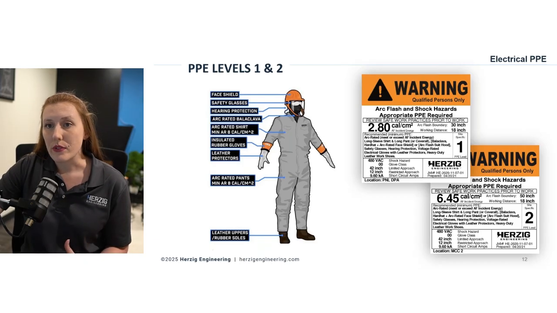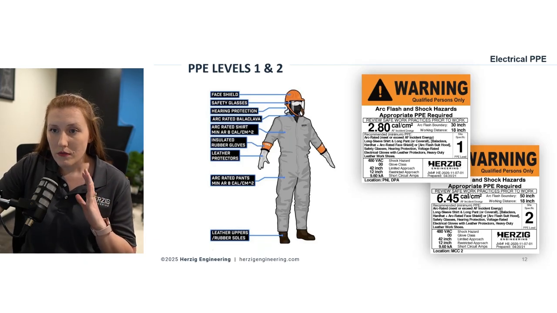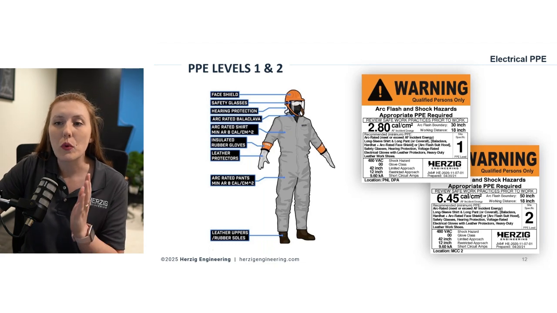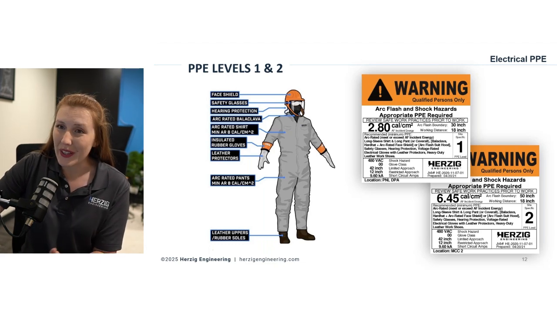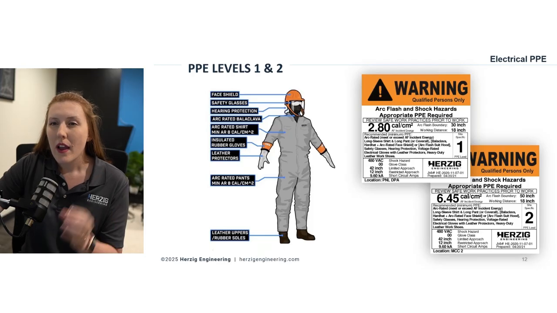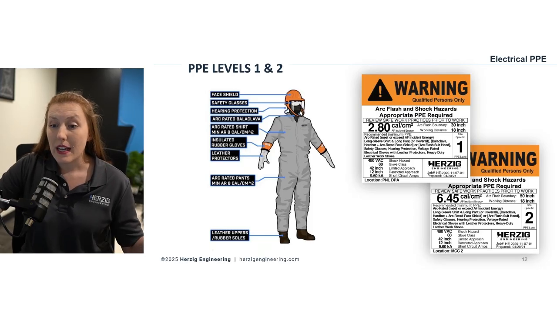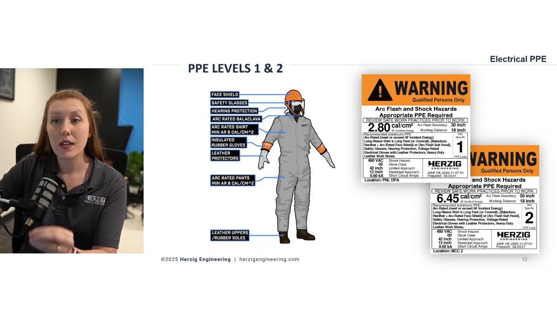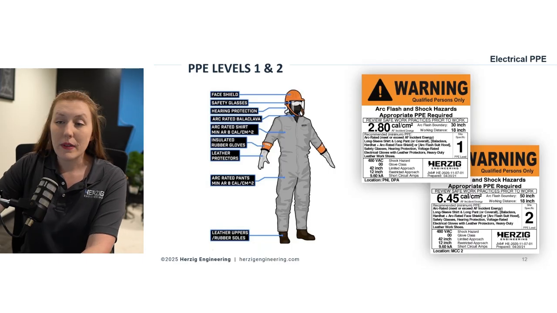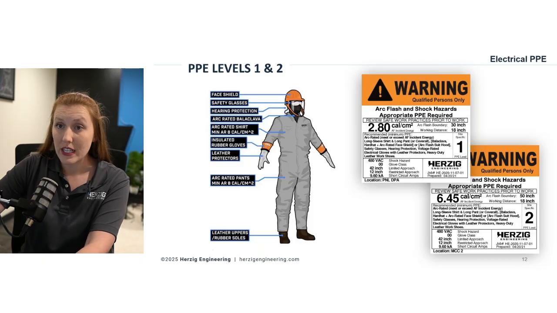So these labels are your stop point. This forces people, if they know what they're doing, to slow down and think about, I'm about to get into something that is hazardous. And if I'm not prepared, I could be exposed to life-changing or possibly life-threatening injuries.